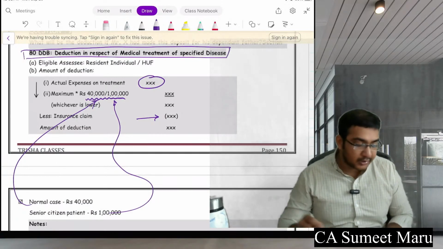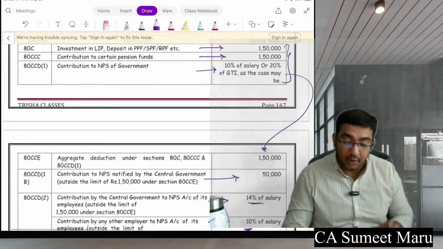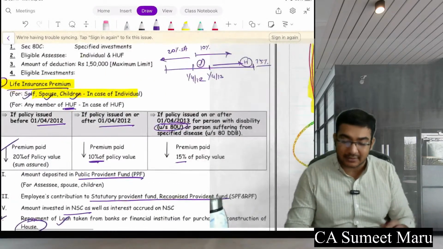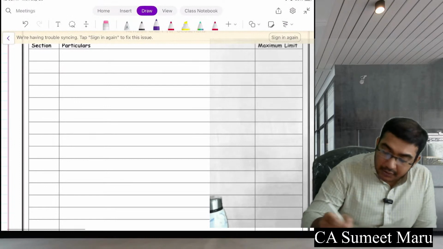Everyone clear? So if you are creating a chart, you can create the chart right now itself with me in the class. Okay, that would be really helpful for you. So see what sections we have done.